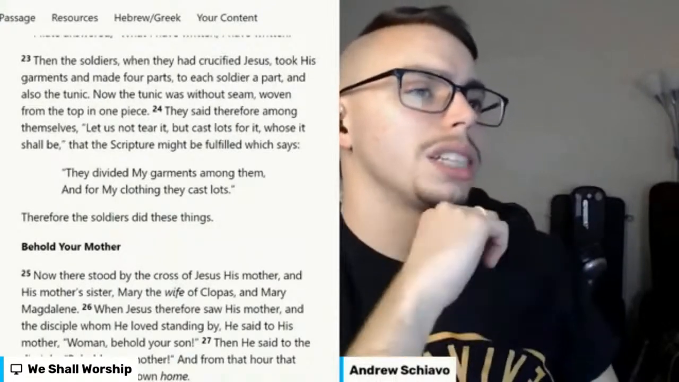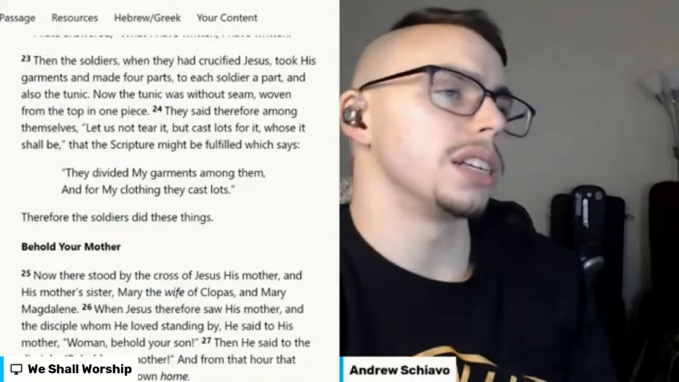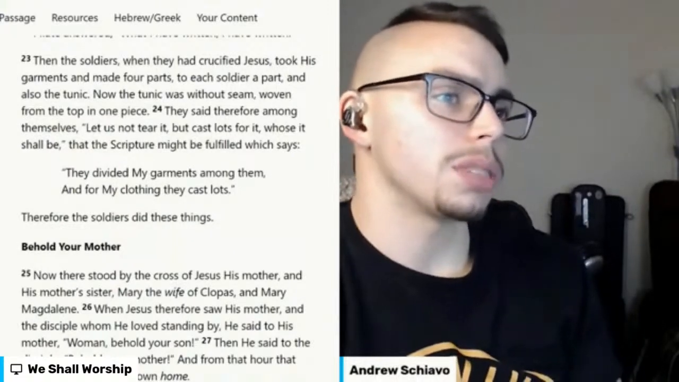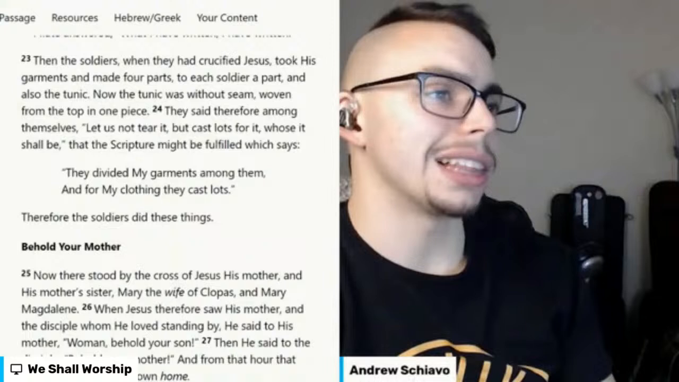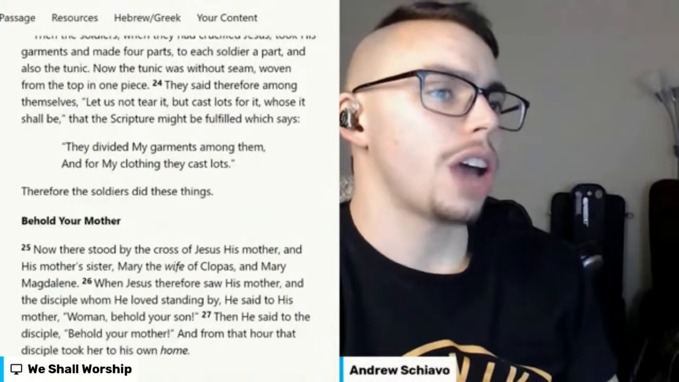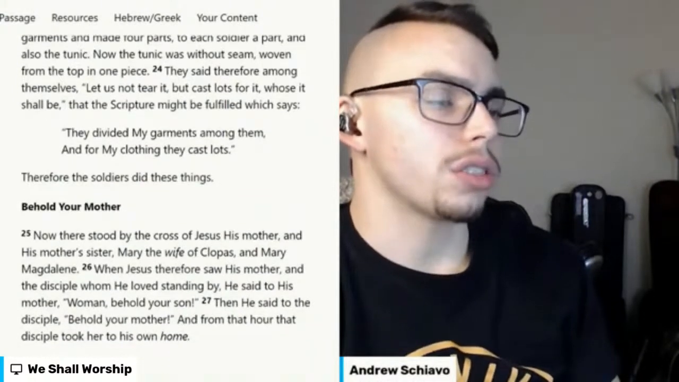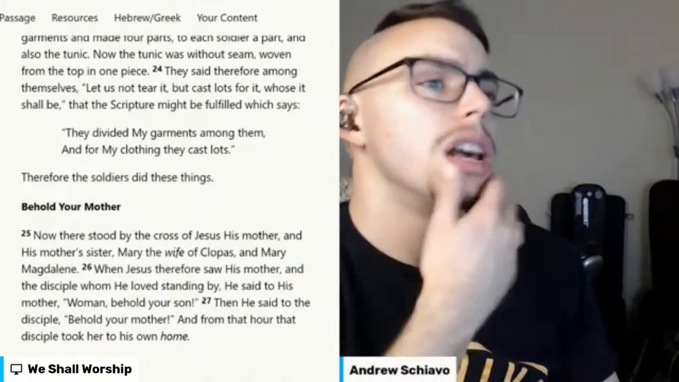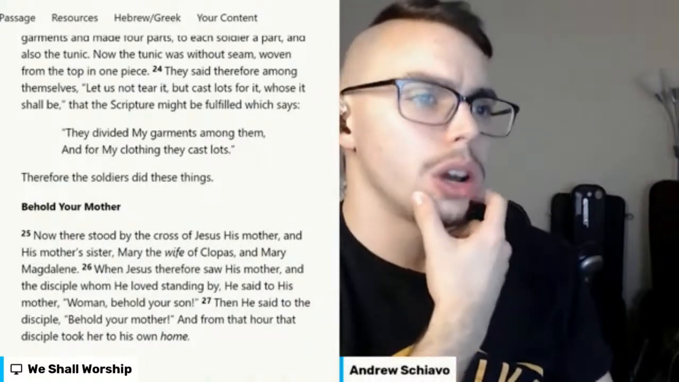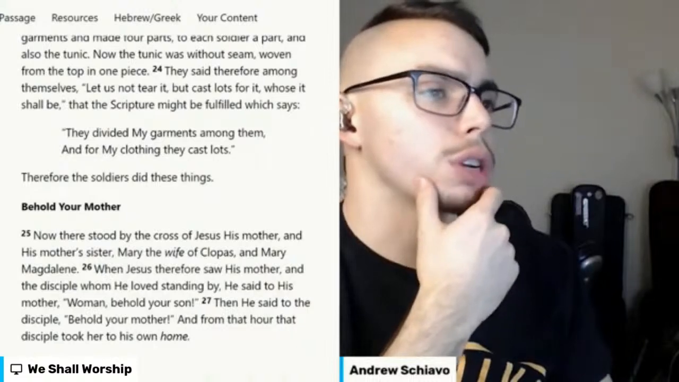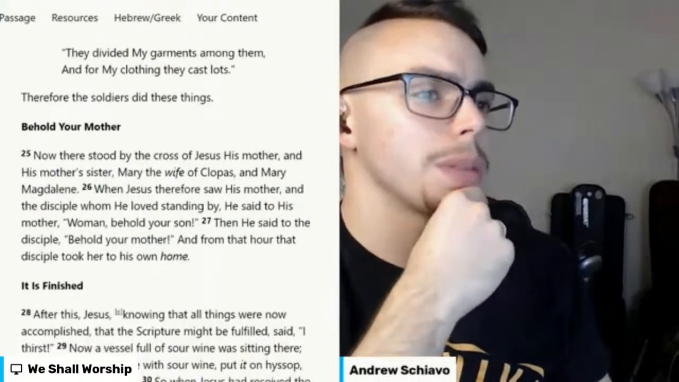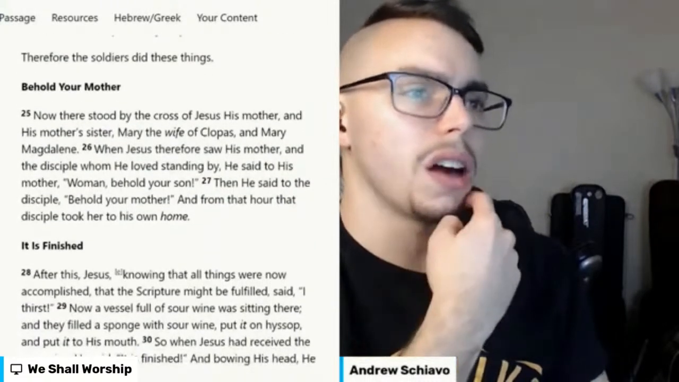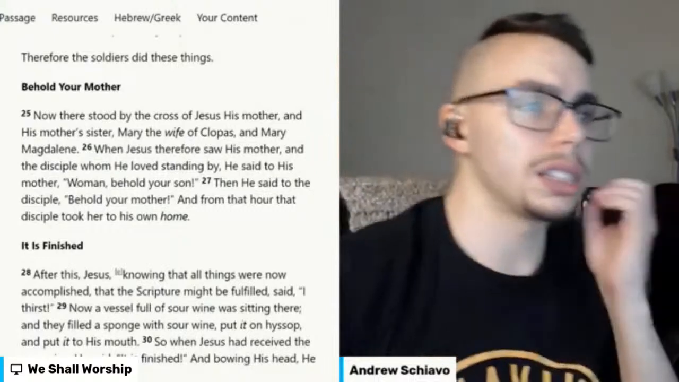Now the tunic was without seam, woven from the top in one piece. They said therefore among themselves, let us not tear it, but cast lots for it, whose it shall be, that the scripture might be fulfilled, which says, they divided my garments among them, and for my clothing they cast lots. Therefore the soldiers did these things.